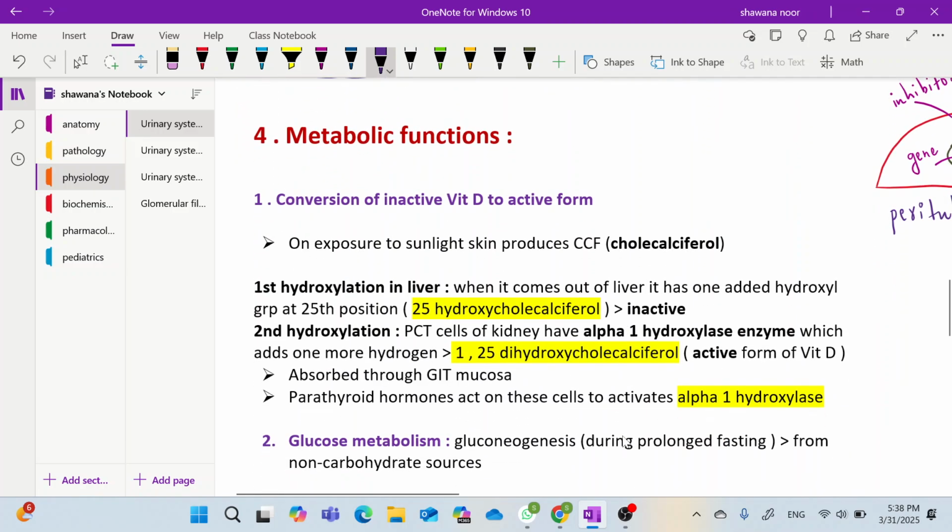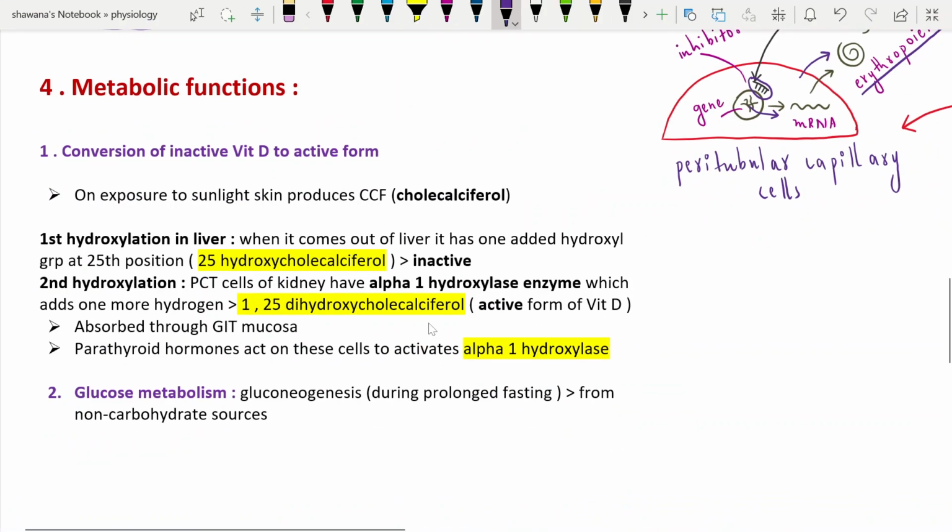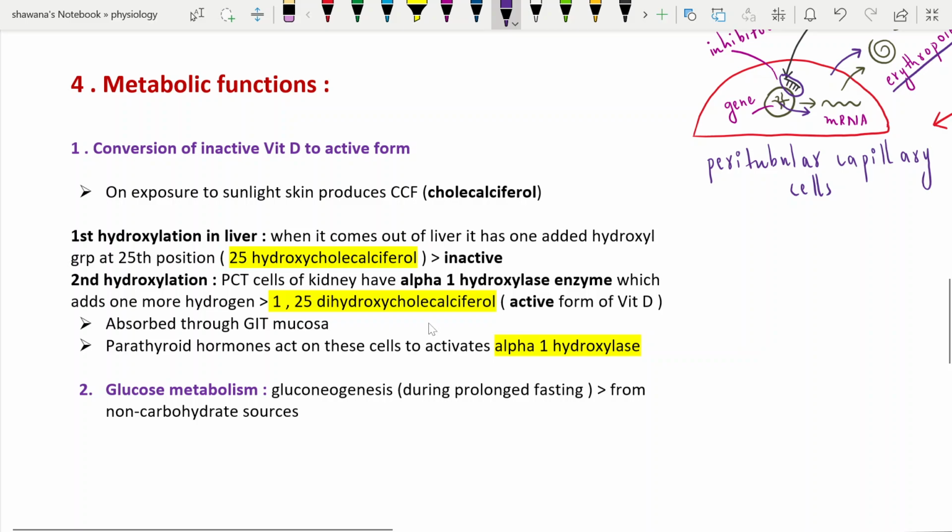The fourth function is the metabolic function. Finally, there are two metabolic functions provided by the kidney. A lot of them, basically, for example, renin maintains the BP, which is also considered a metabolic function, but the two important ones are: first, the conversion of inactive vitamin D into its active form.